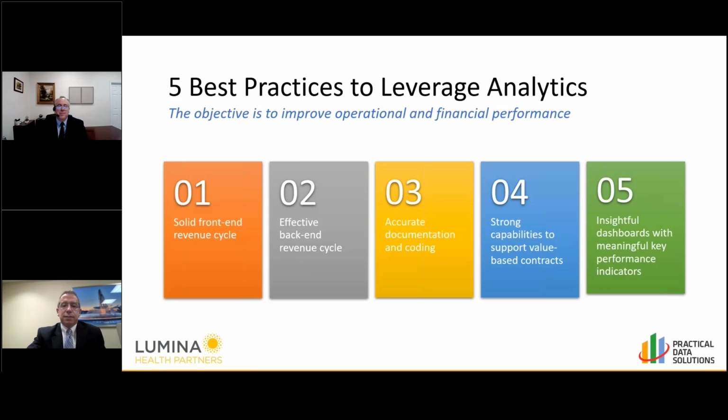So with that, why don't we launch right into talking about these 5 best practices to leverage analytics. What we're going to cover today is having a solid front-end revenue cycle, of course, then an effective back end to the revenue cycle, the importance of accurate documentation and coding, and strong capabilities to support value-based contracts. And then my favorite, number 5, insightful dashboards with meaningful key performance indicators.